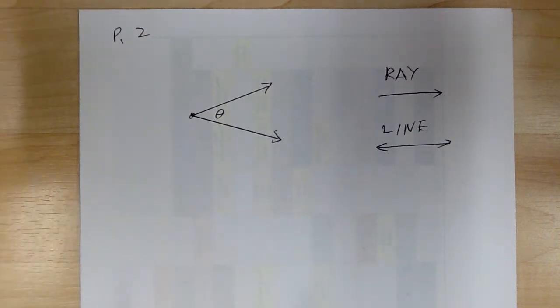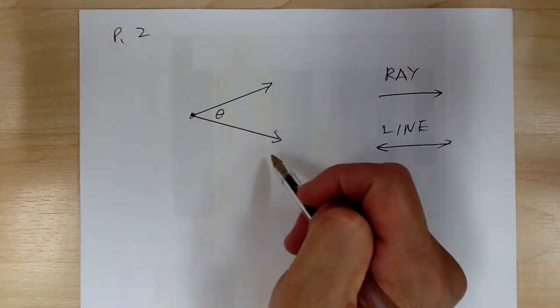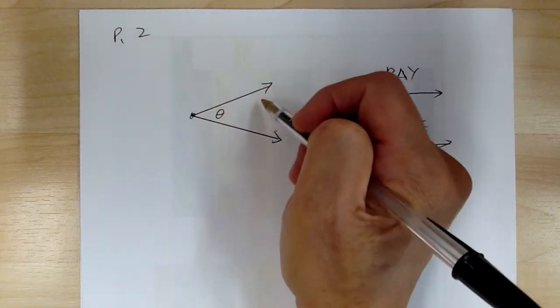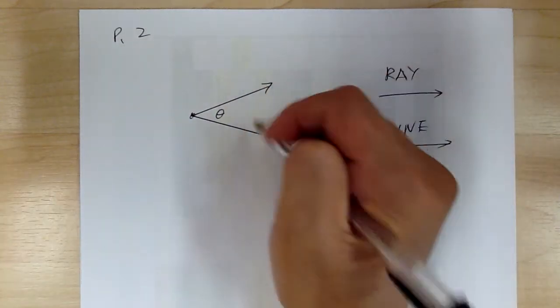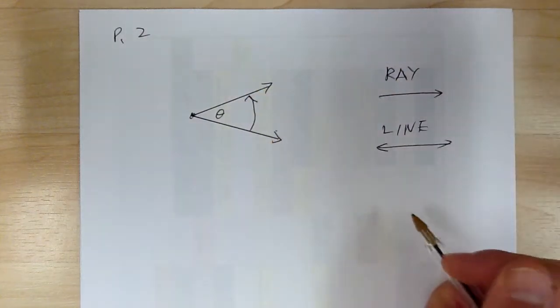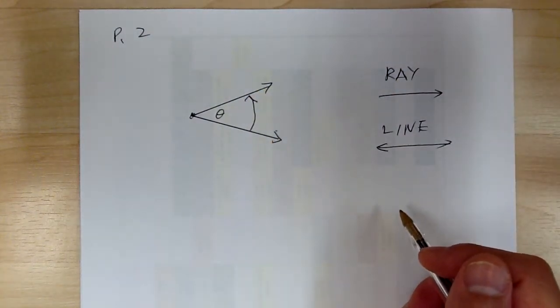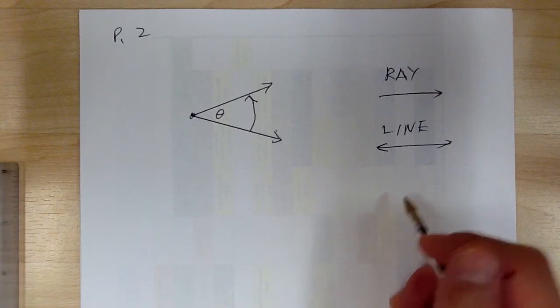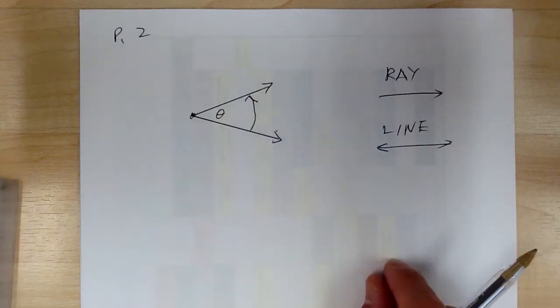Sometimes different books define it differently. In this book, it's defined as a ray that rotates to certain degrees. So like this one, if you have the ray and you rotate to that. That's how this book defines it, but it doesn't matter either way, as long as you know what an angle looks like.